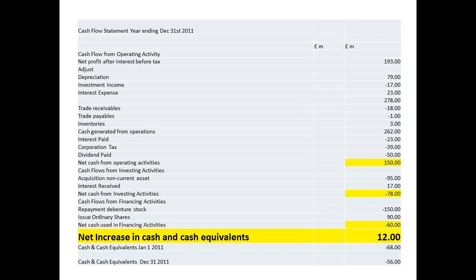We can now complete our cash flow statement. Operating activities gave an inflow of 150 million, investing an outflow of 78 million, financing an outflow of 60 million. There was a net inflow of 150 minus 78 minus 60, which is 12 million.